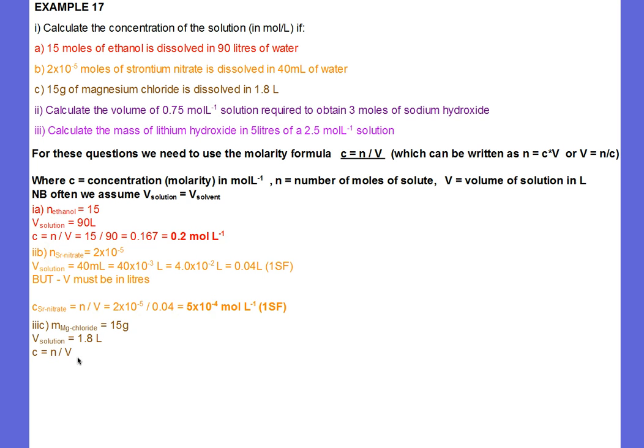Hit a little bit of a snag here though. We've got the volume, we don't have number of moles, so we don't know N, but we do know the mass. We need a way of connecting this mass to the number of moles, and we do have a way of doing that, and that is the number of moles equals mass over molar mass.